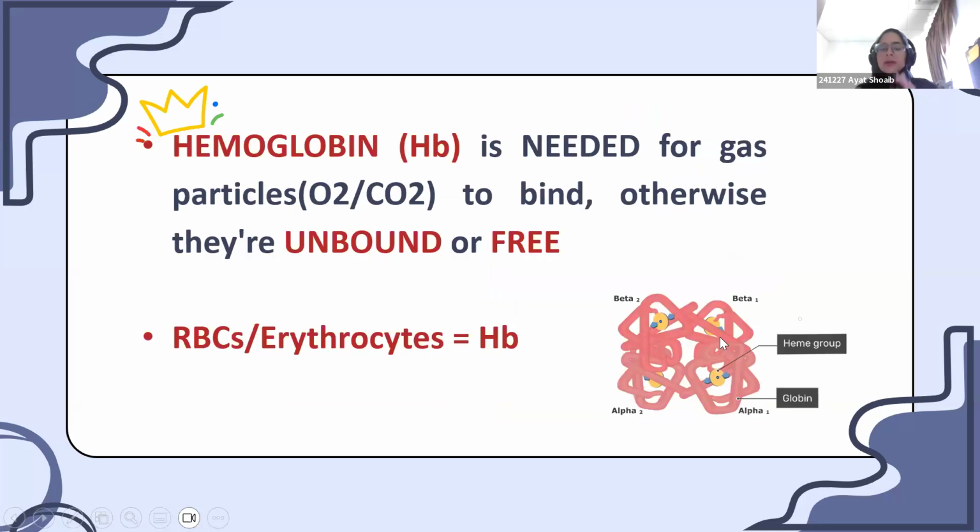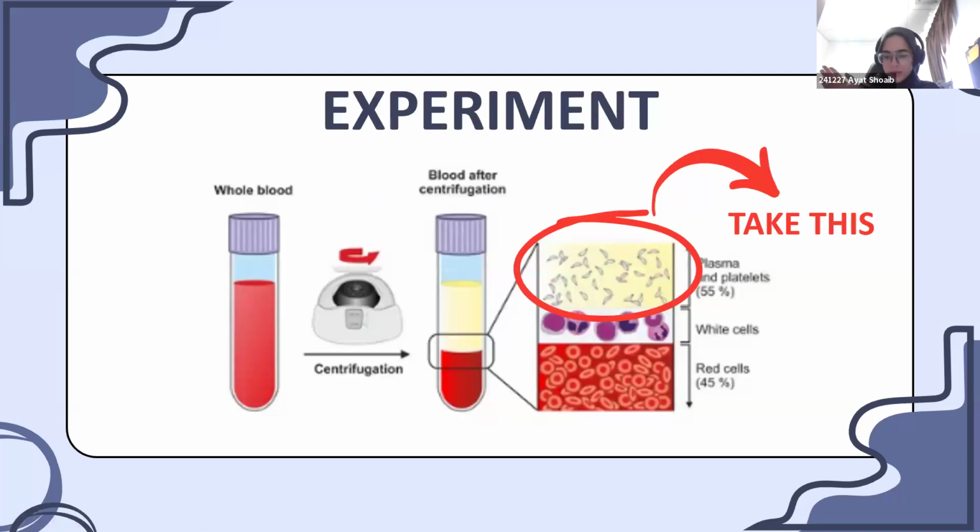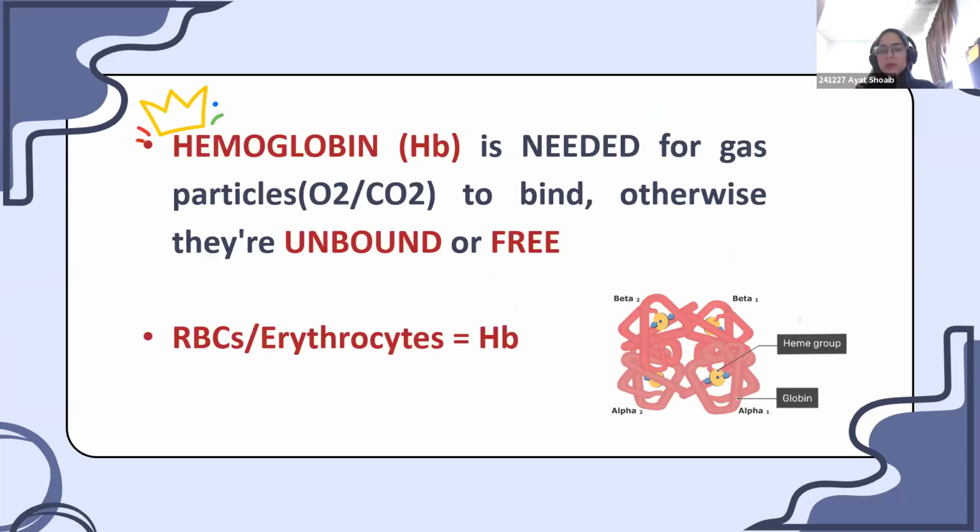I want you to remember this one thing: hemoglobin is needed for gas particles to bind. It's like a goblin, right? It wants everything to itself. It wants to bind to something. So it's needed for gas particles to bind. Otherwise, they're just unbound and free. They escape the goblin. And hemoglobin is present in RBCs or erythrocytes. And what did we do? We removed the RBCs. So we don't have hemoglobin. So all of our oxygen is going to be free.